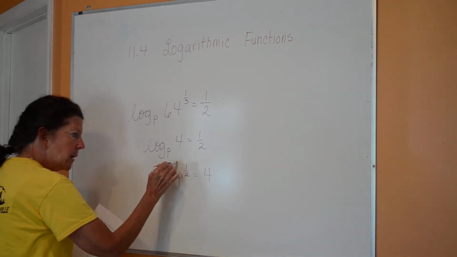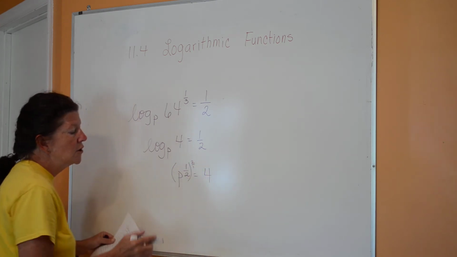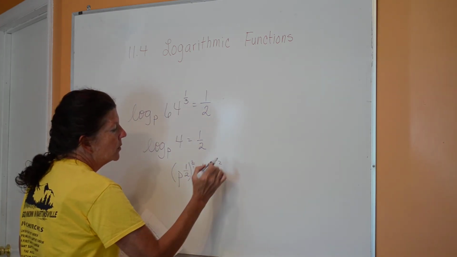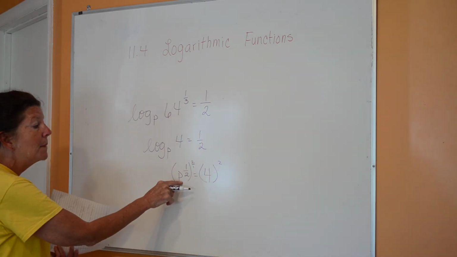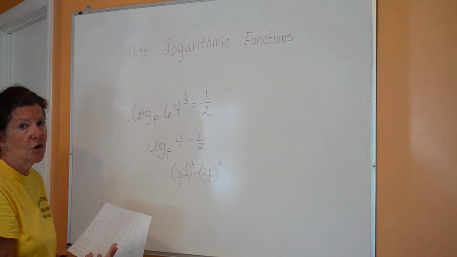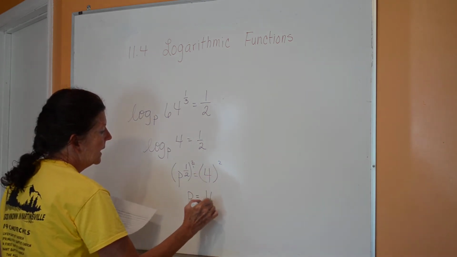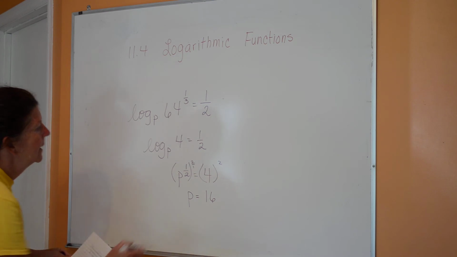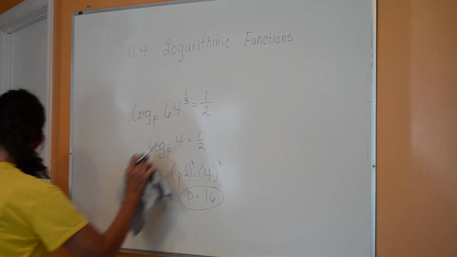If I want to get rid of that 1/2, so I just have p, I can raise it to the 2/1. What I do to one side, I have to do the other side. It's like squaring it, if you will. You have the square root of p is equal to 4, so you square it to get rid of the square root. So that leaves me with p is equal to 16. And that's my answer. All right.